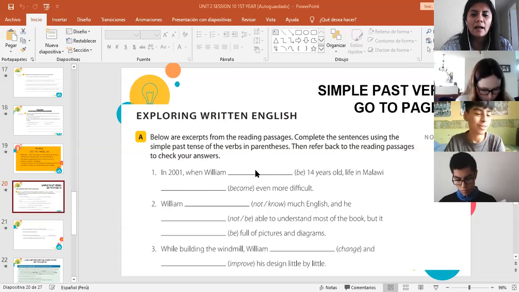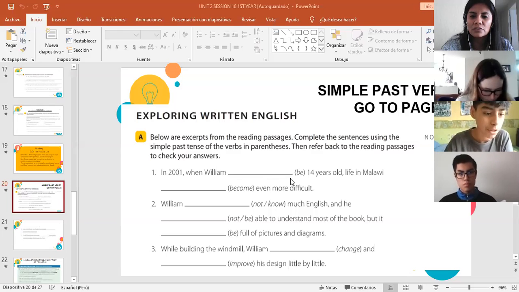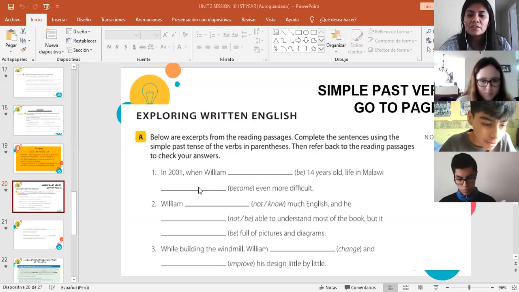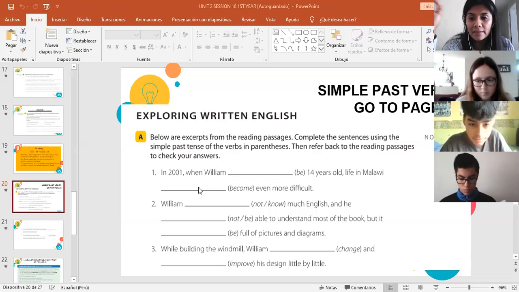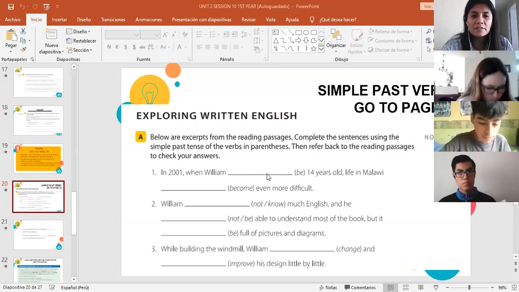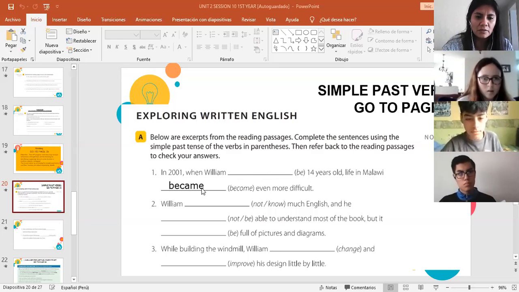Excellent. And the second word is, the second word was, when William was 14 years old, life in Malawi became. Thank you so much. Someone can help me by writing these words in the presentation, please? So the first is was and the second became. Please, I'm going to give you 2 minutes. Thank you. And this is was.